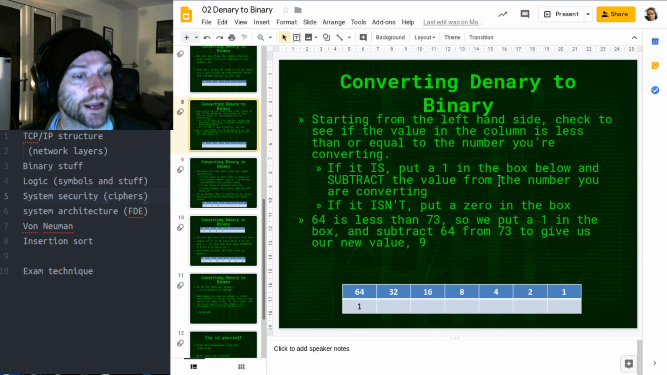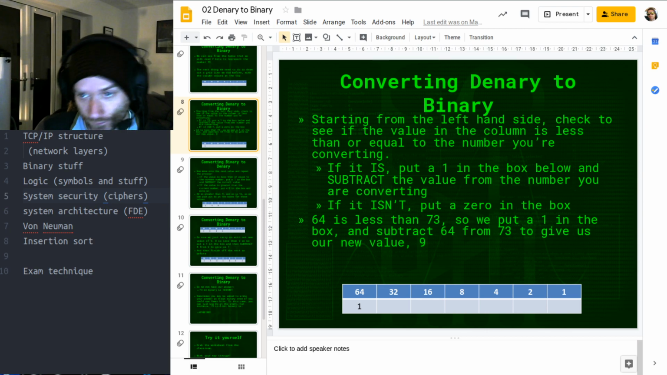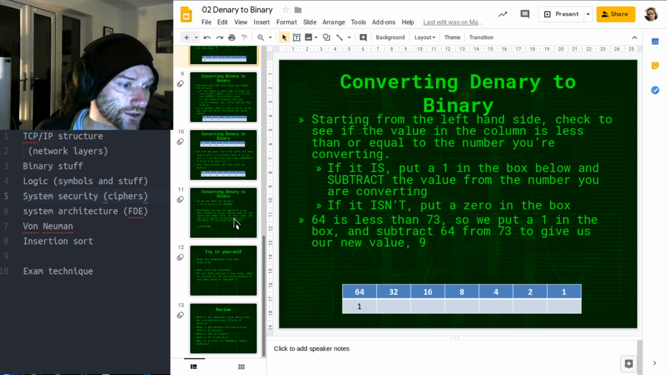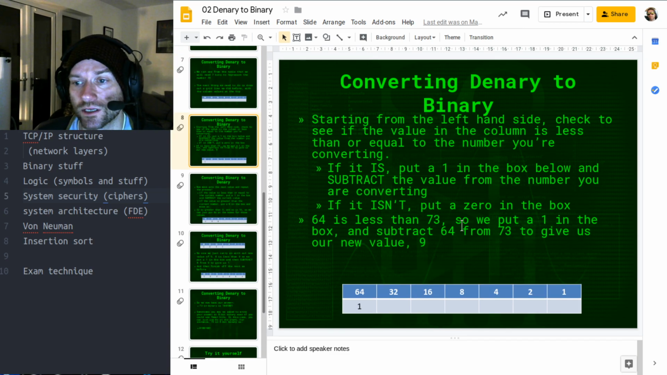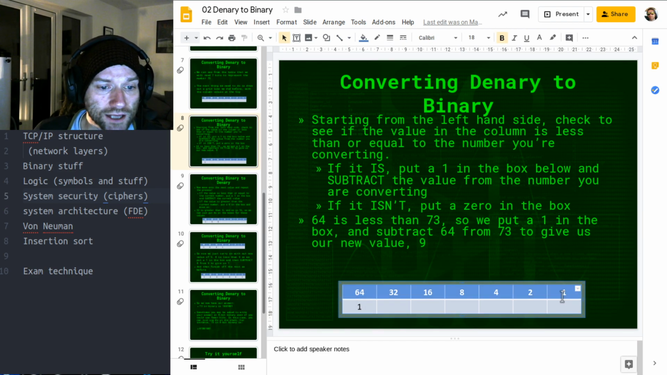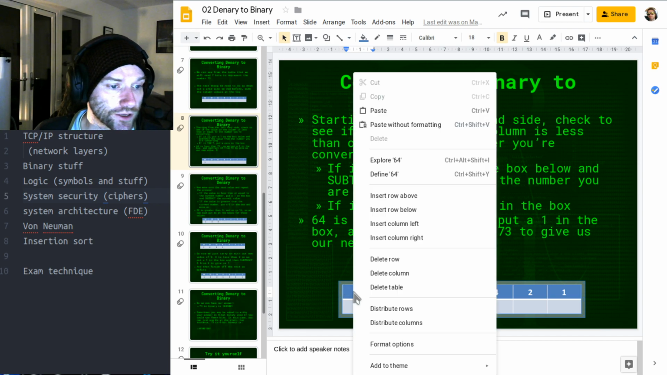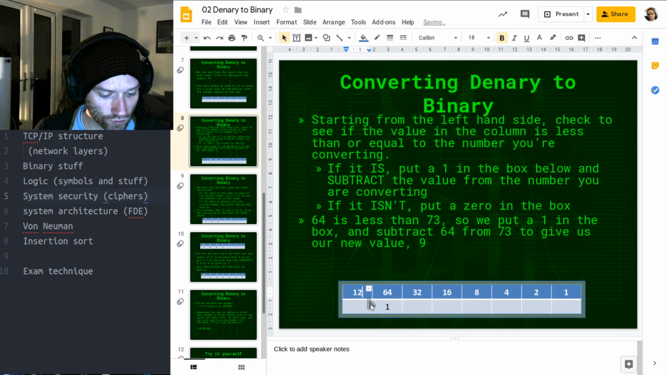Okay, brilliant. Right, let's do this. So here's the thing, right? Denary to binary. There's a few things that you need to know. First of all, you need to know what the number is that you're converting. Now, in this example I've actually only used 7 bits. I'm going to fix that. I'm going to insert a column to the left, a column here, 128.